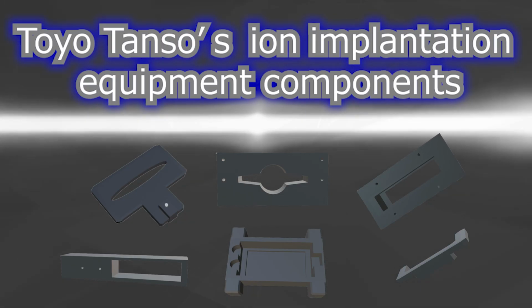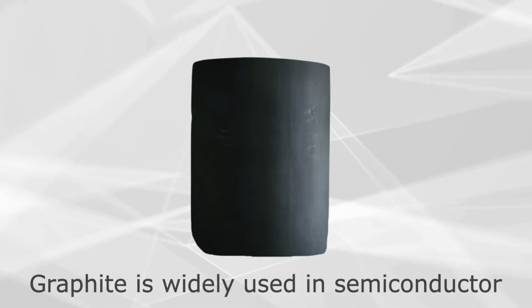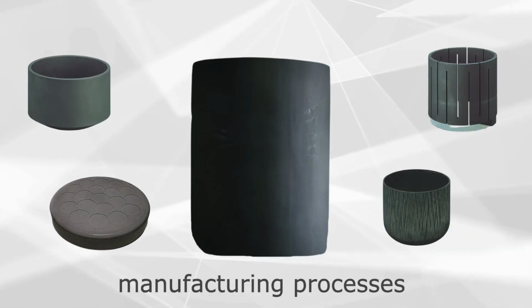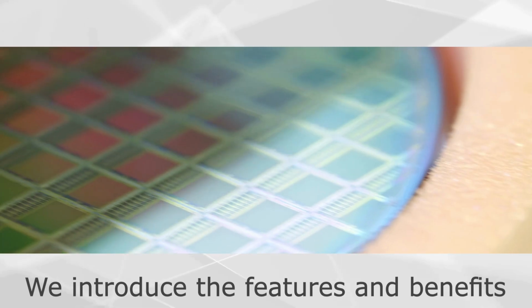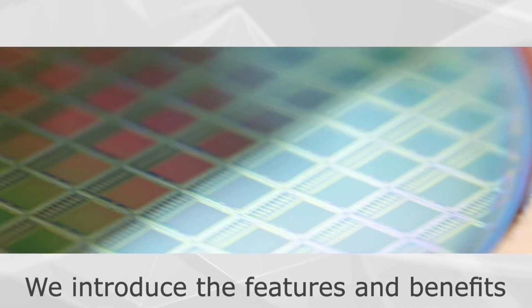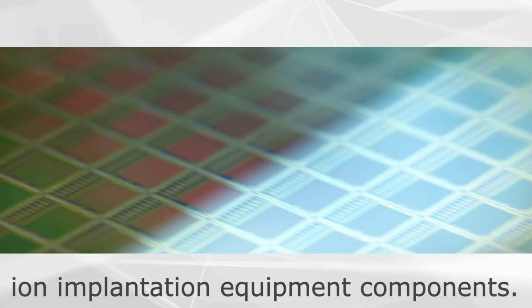Ion implantation equipment is essential for semiconductor manufacturing. Inside it, numerous components endure harsh environments and support high-precision processing. Graphite is widely used in semiconductor manufacturing processes due to its high purity. This time, we introduce the features and benefits of our products used in ion implantation equipment components.